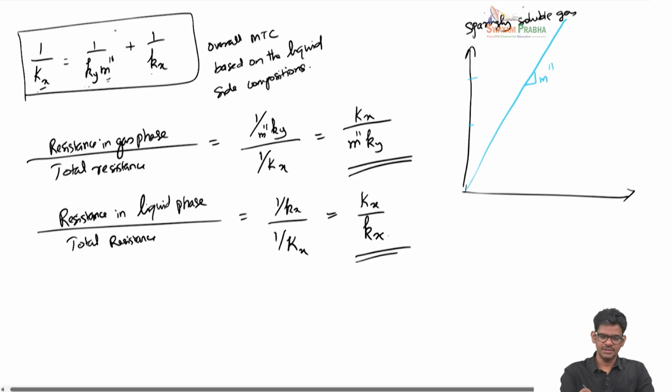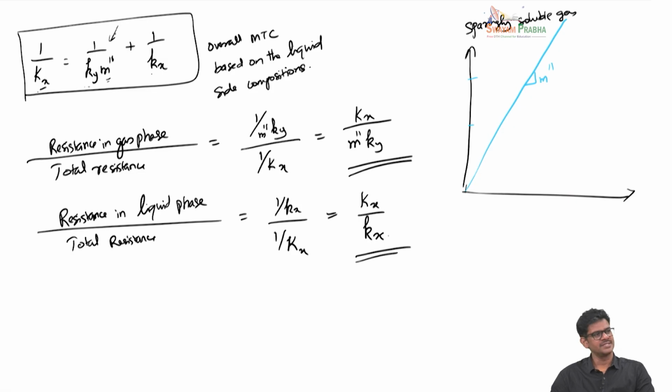So from this equation you can see, when m double prime or m is very large, clearly it means that the resistance in the gas phase is now vanishing, and much of the resistance now comes from the liquid side, because the solute does not want to be solubilized in the liquid. So the liquid actually offers the major resistance to the mass transfer. So by looking at the solubility curve, whether it has a lower slope or very high slope, you can make an intuitive guess as to where the major resistance might lie.